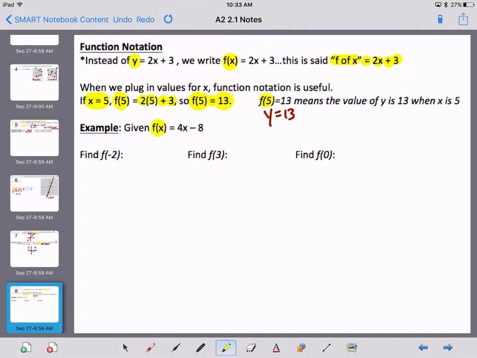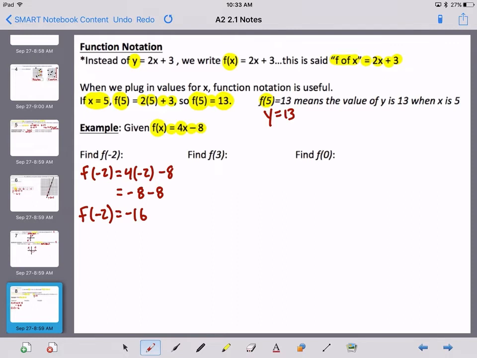We're going to say f of x equals 4x minus 8. So let's evaluate that when x is negative 2. F of negative 2, we need to replace all of the x's in the function with negative 2. So we'll have 4 times negative 2 minus 8, which is negative 8 minus 8, and that's going to give us negative 16. So for this function, f of negative 2 equals negative 16.